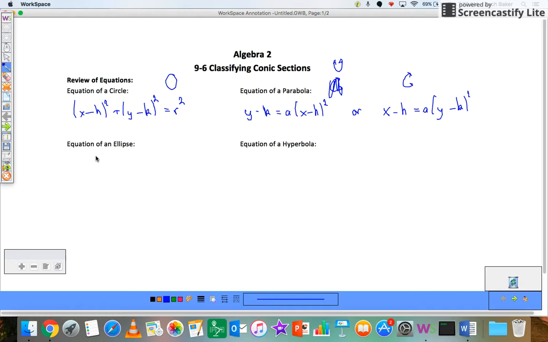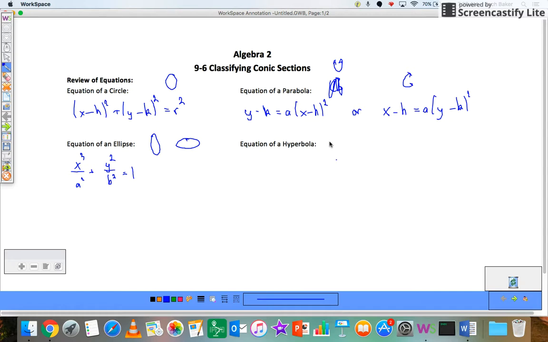Now, ellipse was what we talked about for 9.4, and this was going to be an oval. We had two possibilities: the vertical ellipse that was stretched out up and down, or the horizontal ellipse that was stretched out left and right. Our equation for this was x squared over a squared plus y squared over b squared equal to 1. If you remember, whatever number was underneath x told us left and right, and whatever number was underneath y was going to tell us up and down.